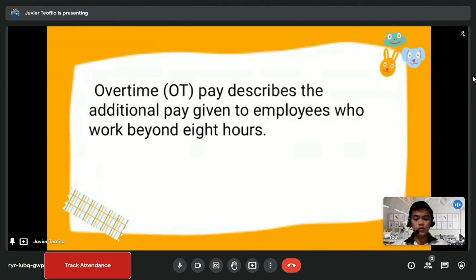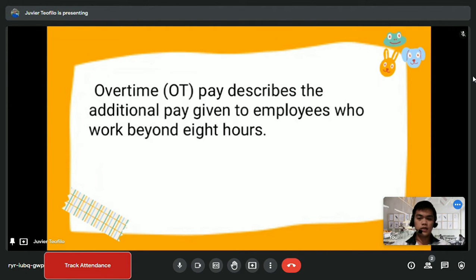It is computed by multiplying the overtime rate with the number of hours in excess of the regular 8 hours of work. Okay? For example, if you are the employee and you work 10 hours, but the regular number of hours is 8 hours, then you subtract 10 minus 8, and it is equal to 2. And that 2 hours is your overtime.